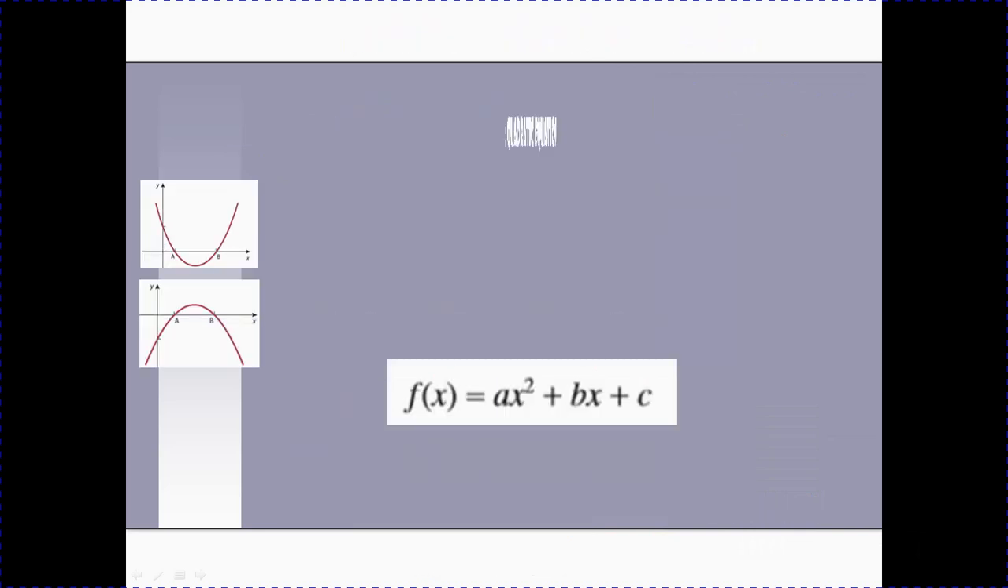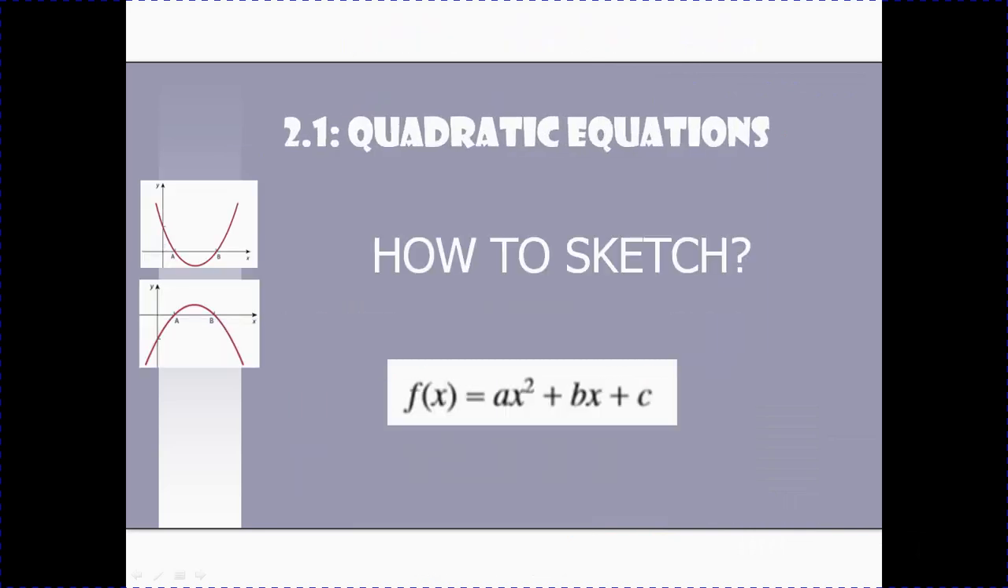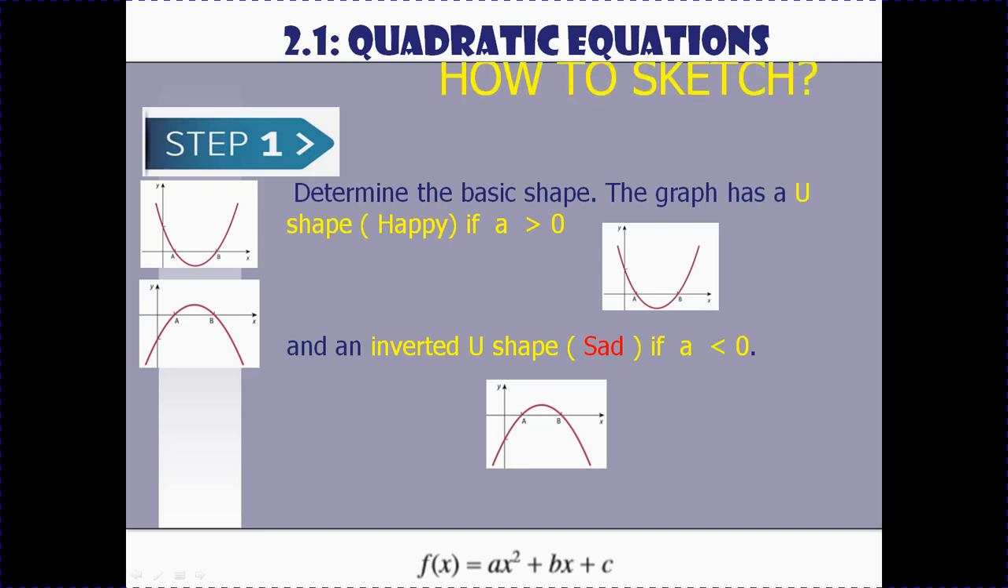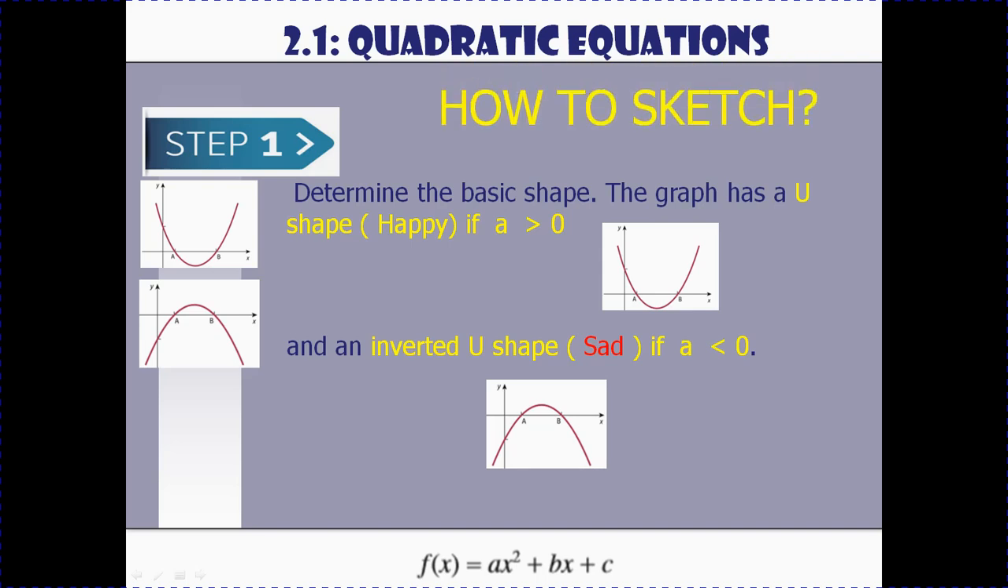Okay. Now, let's summarize how to sketch. Again, this is the equation f of x equals ax squared plus bx plus c. First, step number one: we will determine the basic shape. Is it U shape or inverted U shape? Well, it depends on the value of a. See here, a?